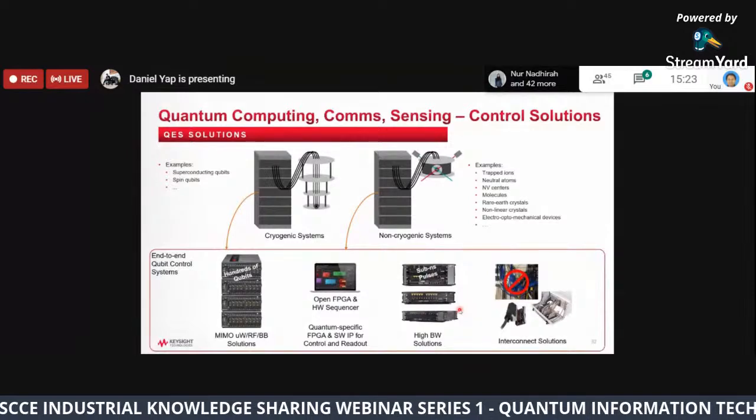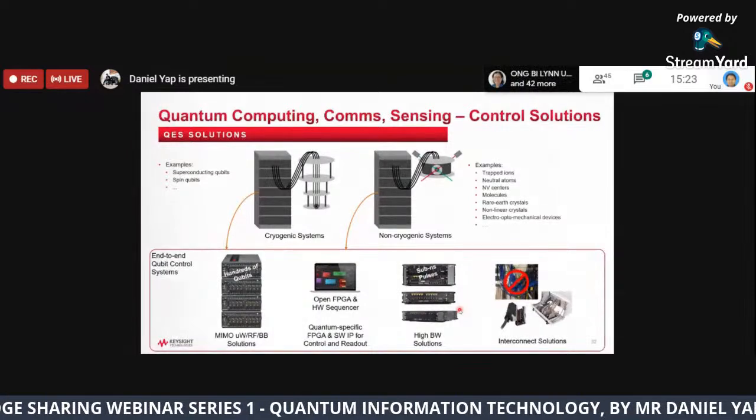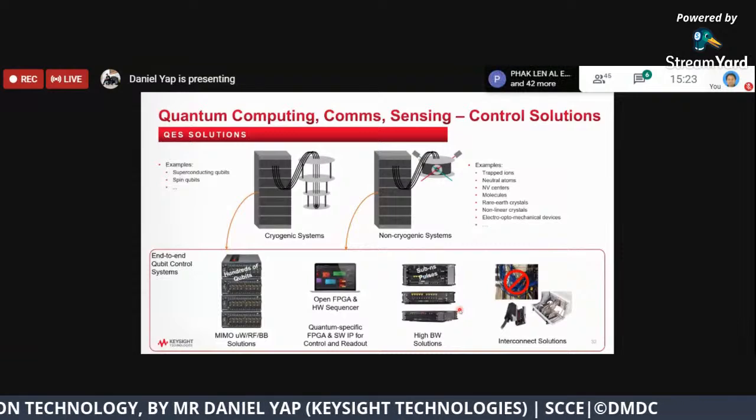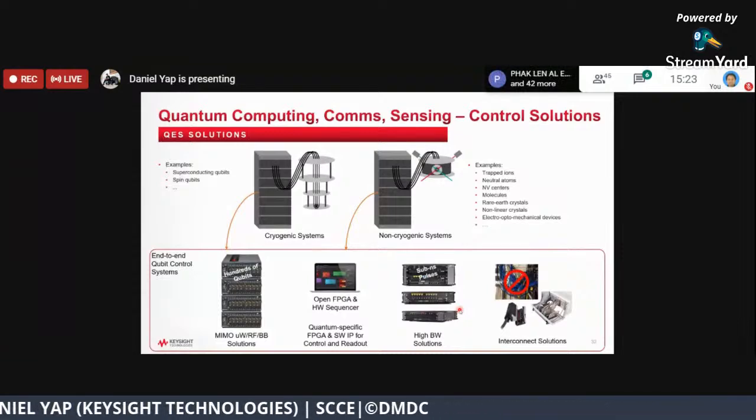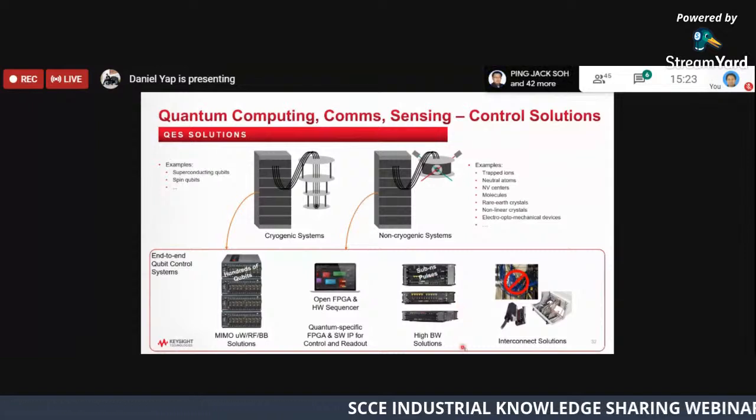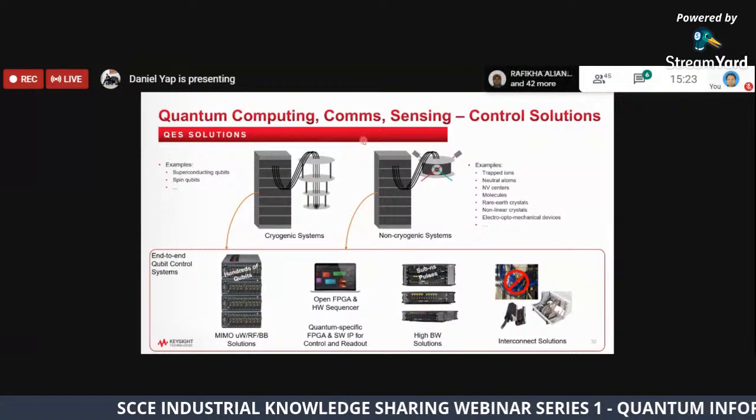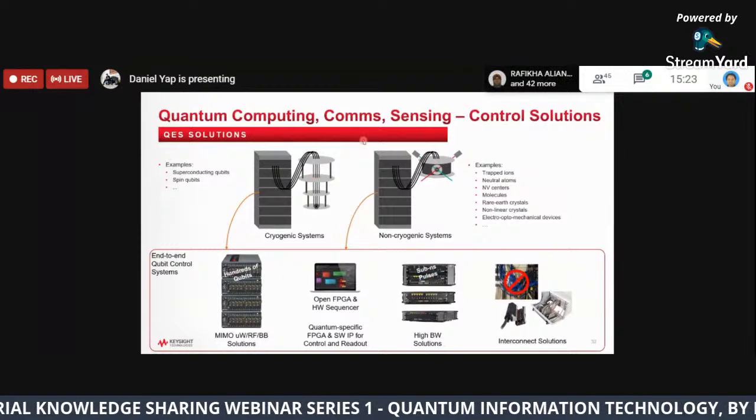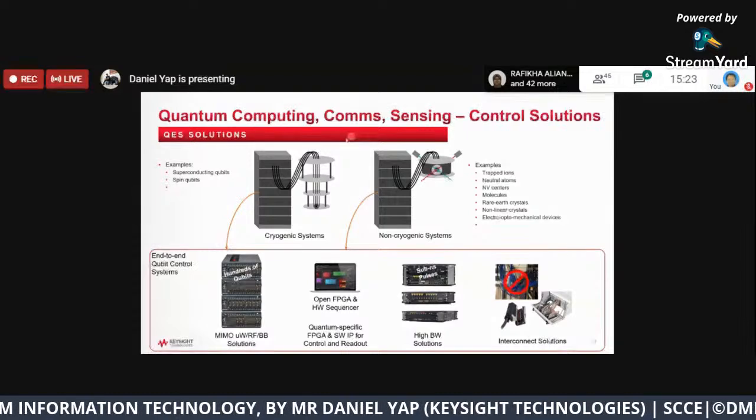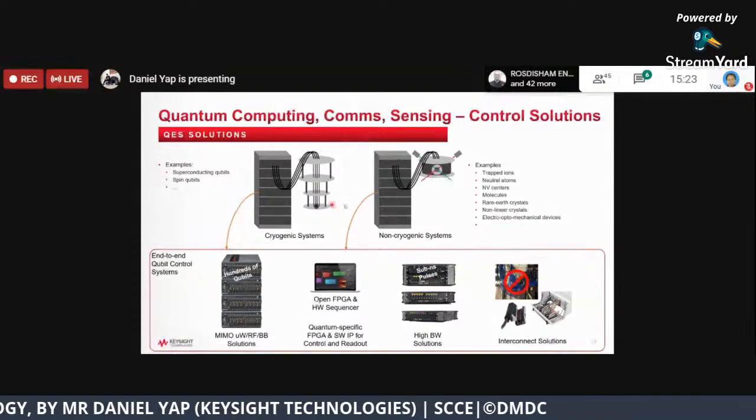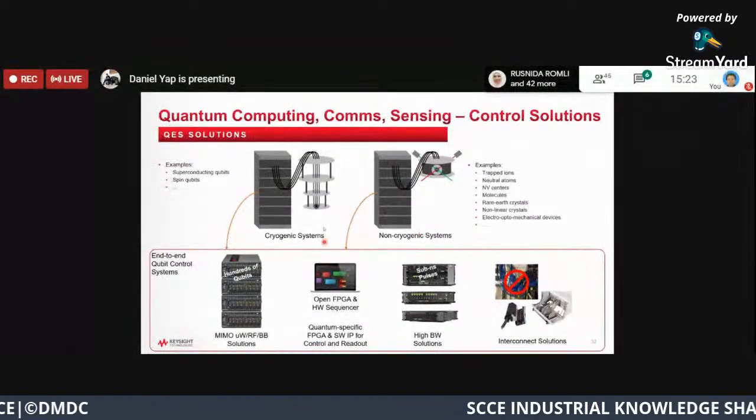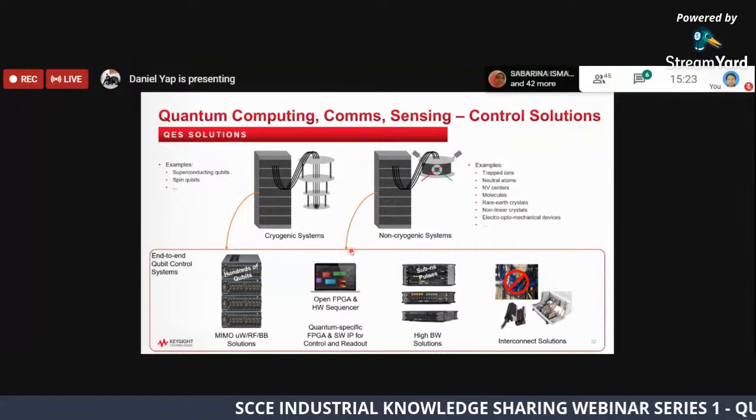Now let's look into this quantum area specifically, I'll say in a diagram. What are the specific hardware or software or even system requirements? We know that we can split the qubits into two groups. Either you go with a cryogenic system with a fridge or the non-cryogenic system using trapped ion. Yeah, that's more on the optical side.